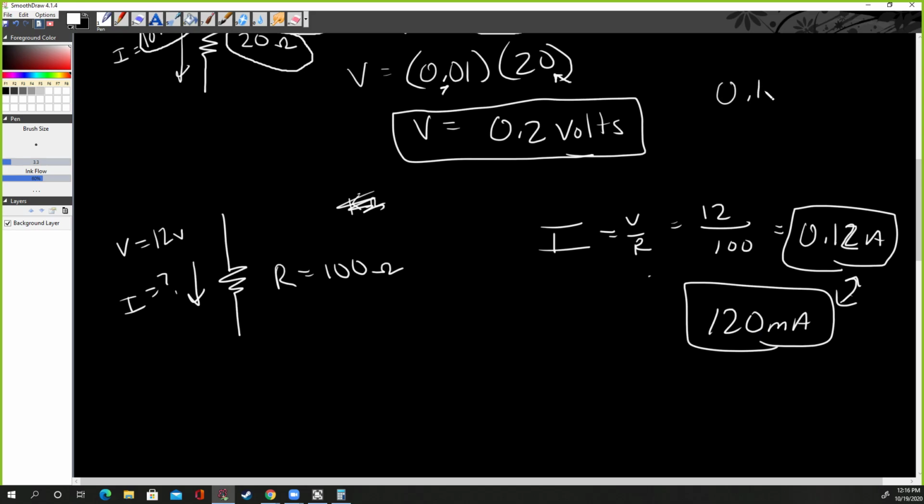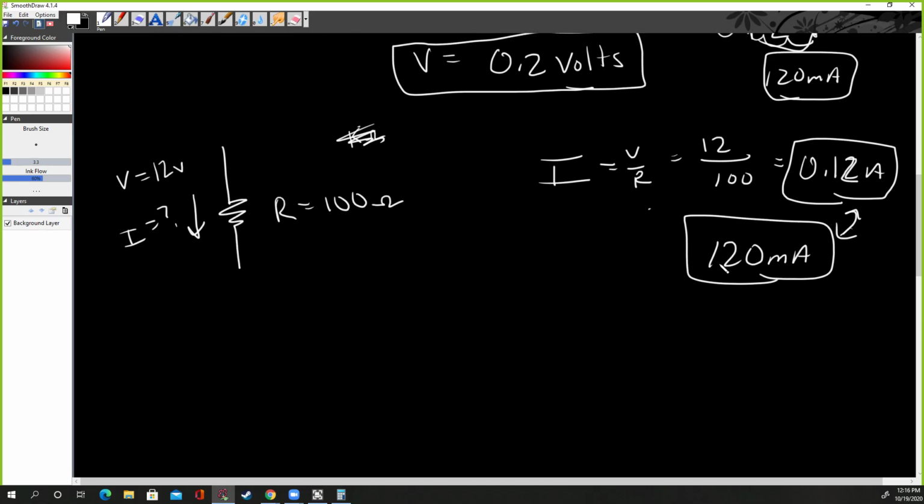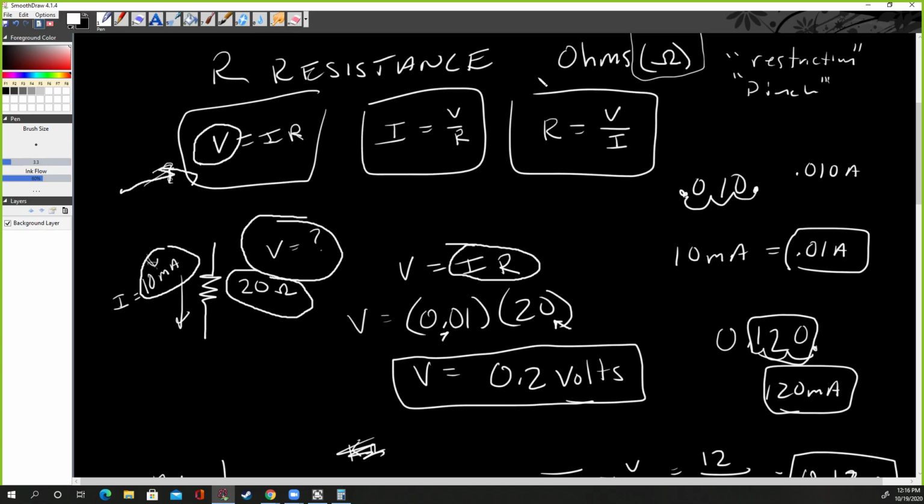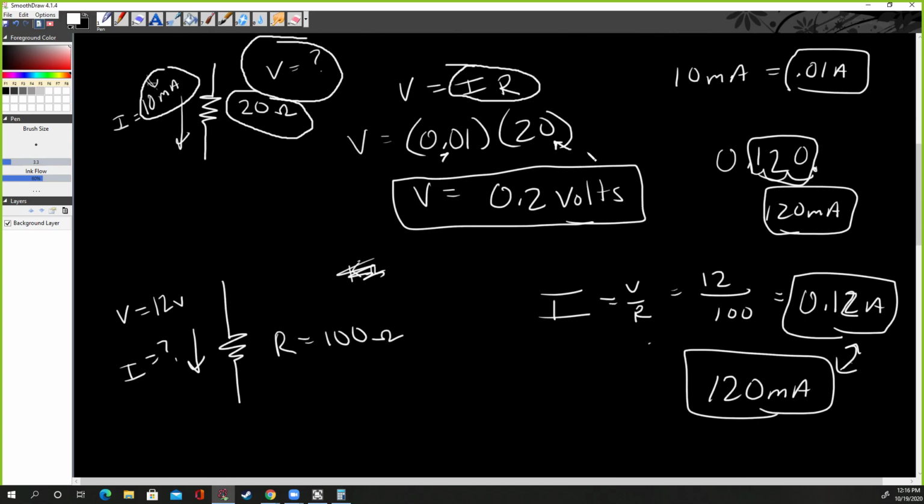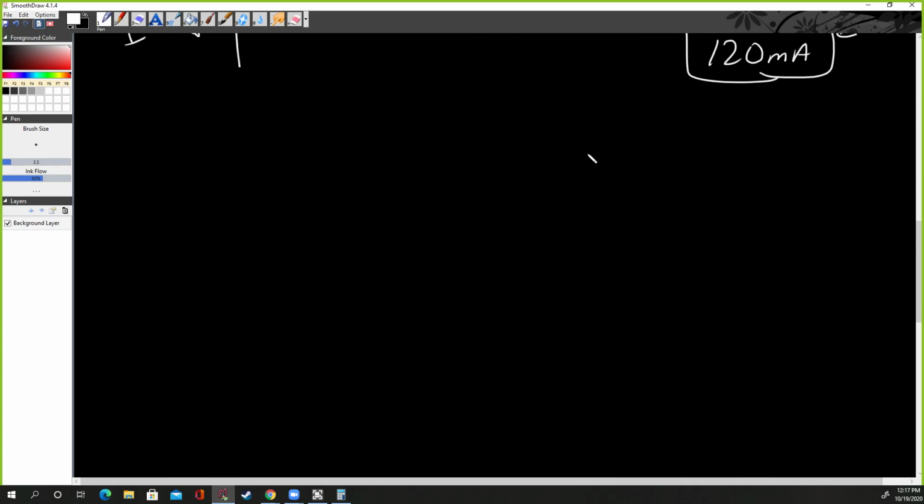Watch this, 0.12. 1, 2, 3. Put it here. And now I have this 120. And I call it milliamps. So you could do that if you want. It doesn't matter. So the last one I'm going to do here is I'm going to solve for R. R is equal to V divided by I. So R is equal to V divided by I.